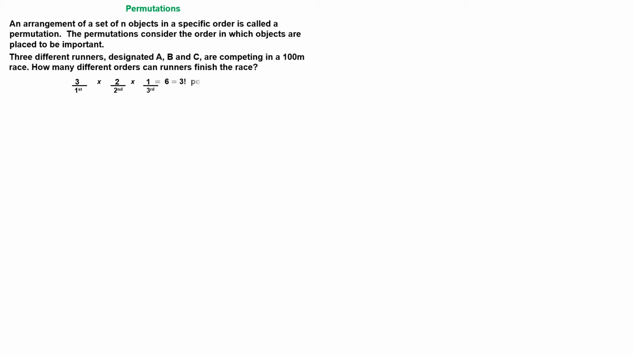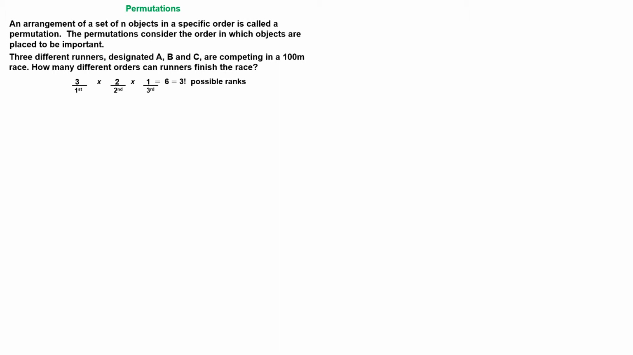Three different runners, designated A, B, and C, are competing in a 100 meters race. How many different orders can runners finish the race? The fundamental counting principle can be used to determine the rank. Any of the three athletes can finish first, then any of the remaining two athletes can finish second, and finally one of them can finish third. So the number of possible ranks is 6, or 3 factorial.